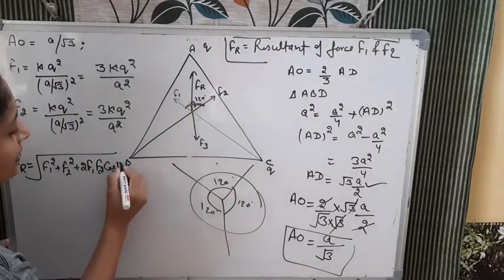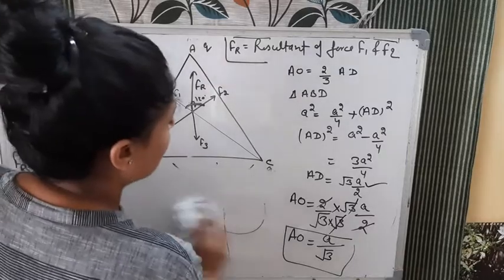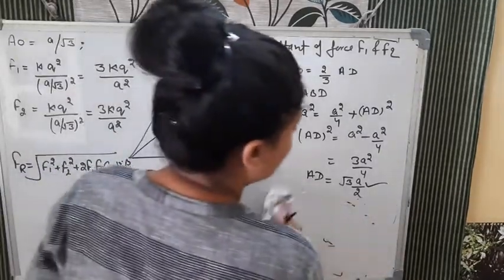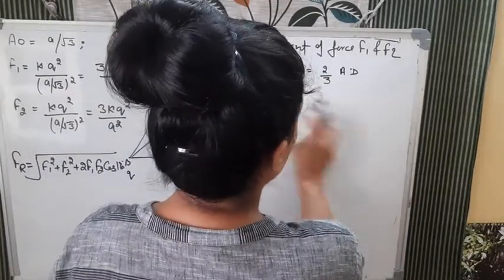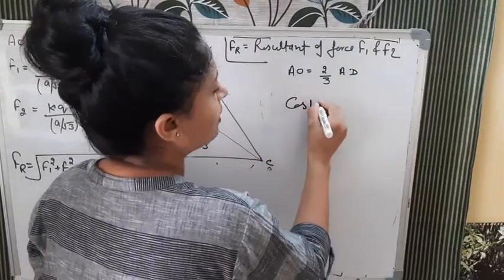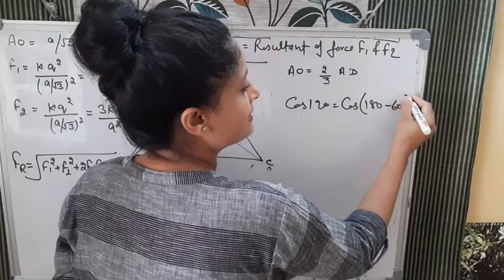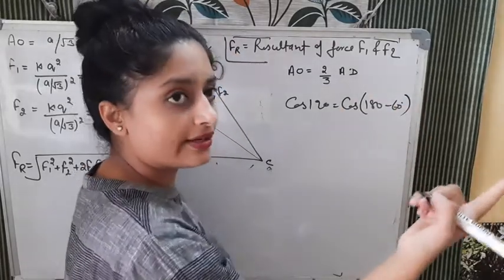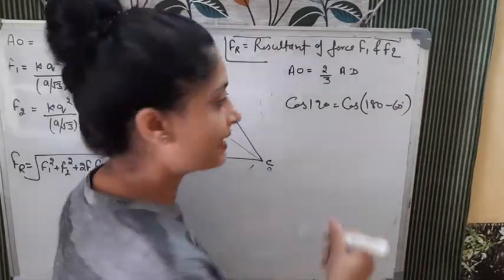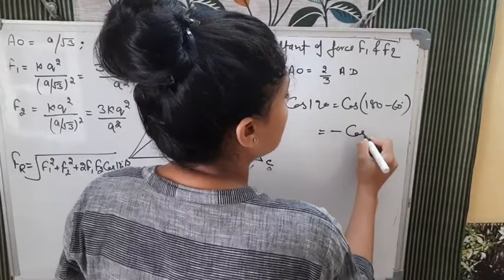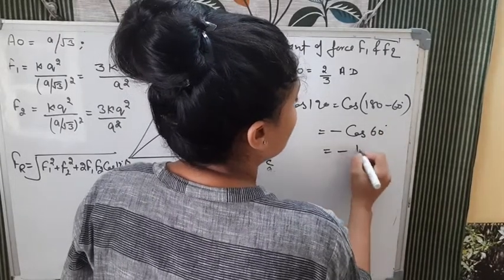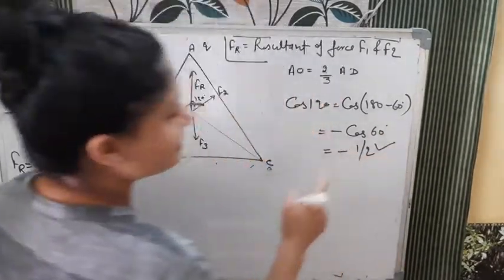Put cos 120 degree. Now how you will calculate the value of cos 120? Cos 120 you can write as cos of 180 minus 60 degree. This lies in the second quadrant. Second quadrant cos is what? Negative. So you can write it minus cos 60. It is equal to minus 1 by 2. So cos 120 is equal to minus 1 by 2.